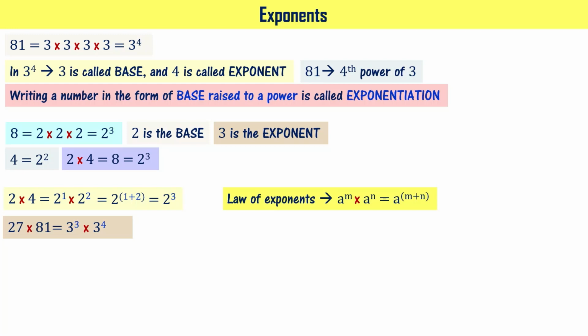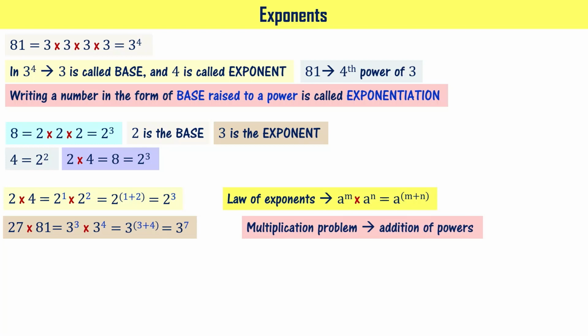27 times 81 can be written as 3 cube times 3 power 4. 27 is 3 cube and 81 is 3 power 4, right? When you apply the law of exponents, that is a power m times a power n equal to a power m plus n, you can say that this is equal to 3 power 3 plus 4, that is equal to 3 power 7, right? What you have observed is, when you use this law of exponents, you are converting the multiplication problems into addition of powers problem, right?